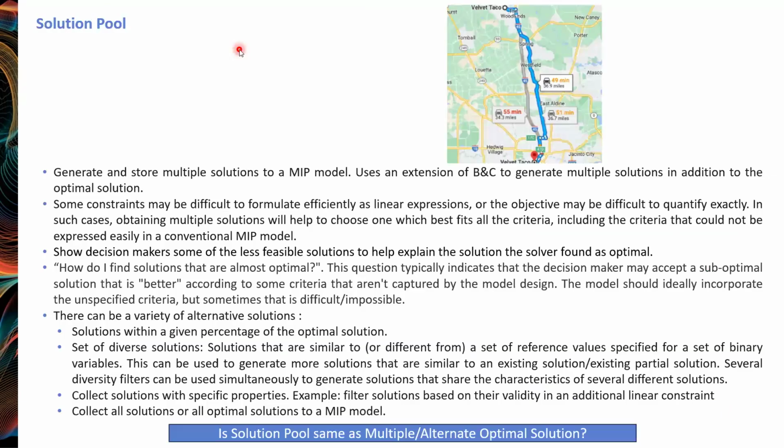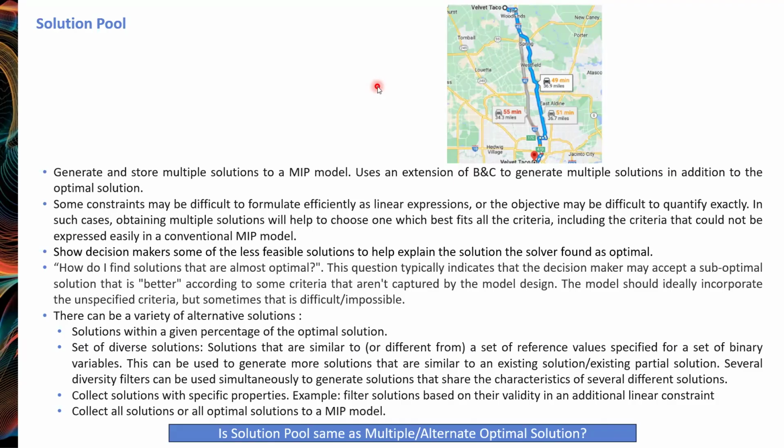Okay, so now we have something called solution pools. Solution pool, an example is in Google Maps. You have seen that whenever you enter a particular point as your destination location, sometimes it will show you multiple routes with the kilometers and the time required, and then it's up to you to decide which is best.